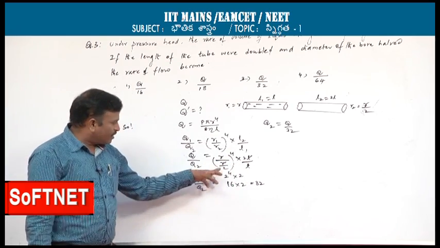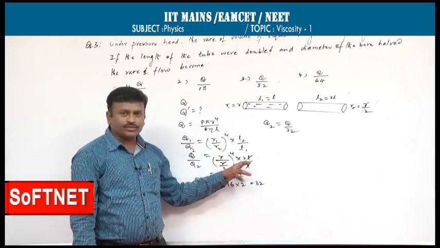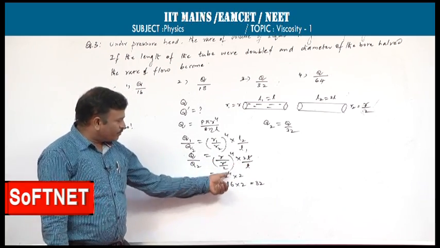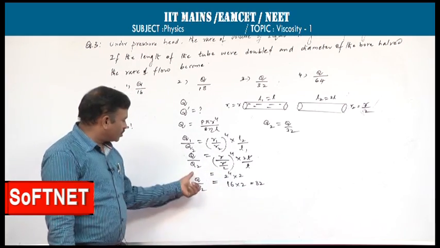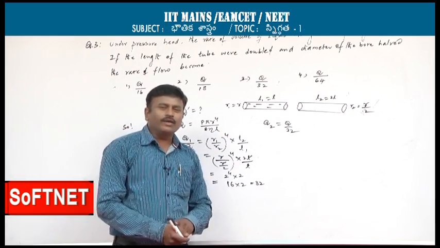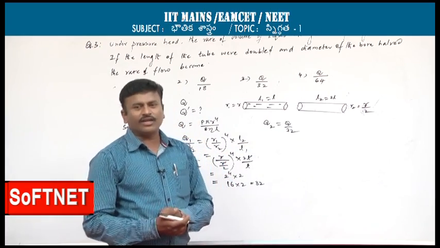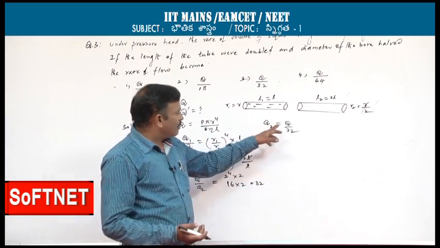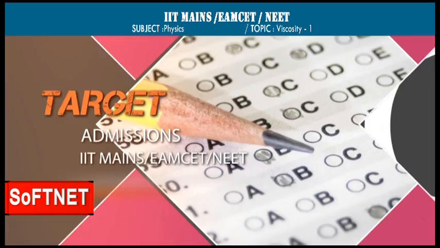By cancelling, 2 will come to the numerator, 2 to the power of 4, and 2 as it is. 2 to the power of 4 is 16, 16 into 2 is 32. So Q1 by Q2 is 32, Q2 is equal to Q1 by 32. The volume rate decreases to 1 by 32 times the initial volume rate or rate of flow. So the correct option is the third.